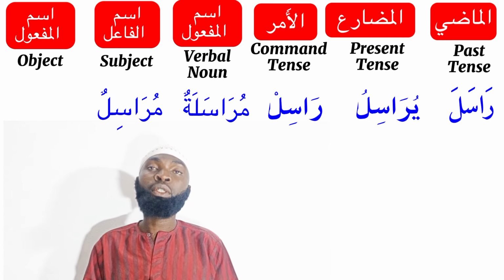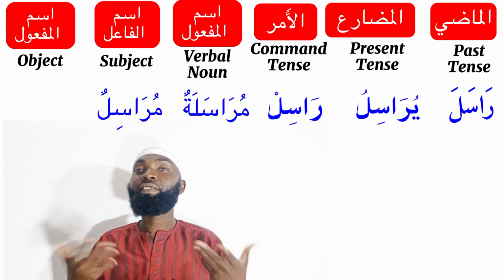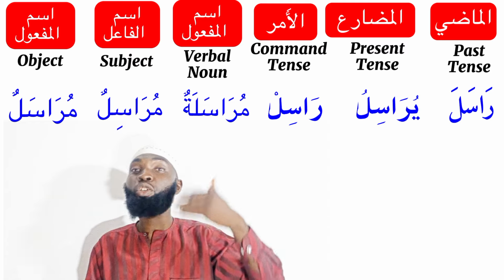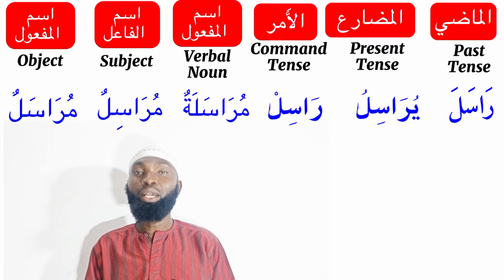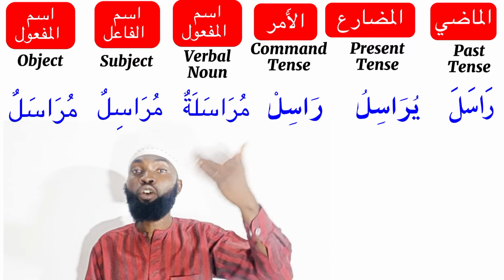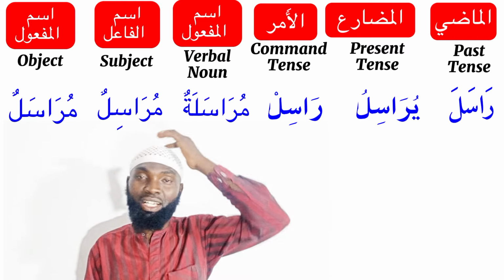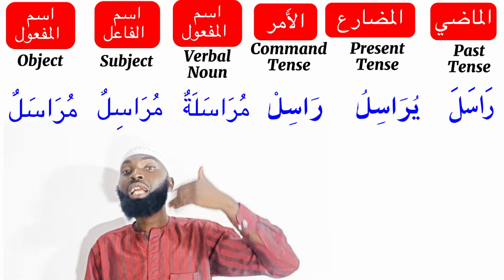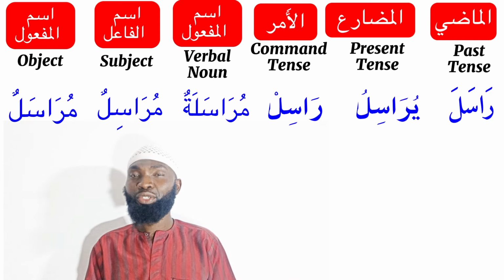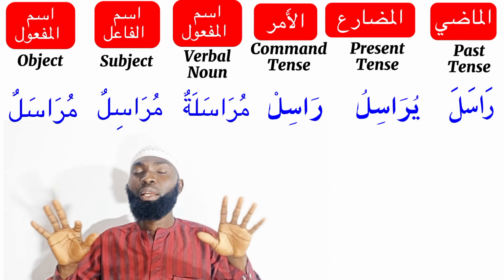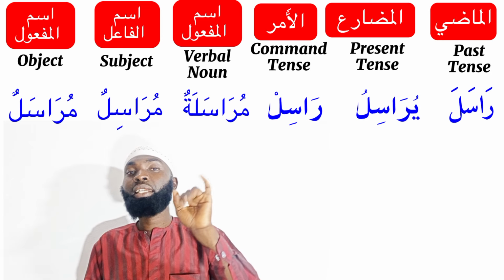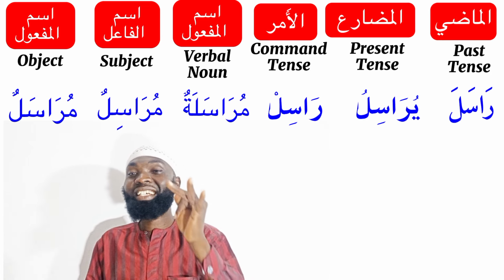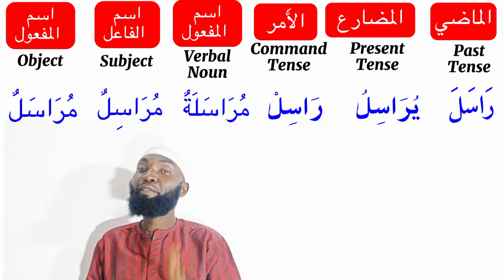Now the ismul maf'ul, which is the object, the receiver of the action, we simply see mujahadun. That is somebody who is being fought. You see, muqatalun, somebody who is being fought, the one who received the fighting. So muqatalun, mujahadun, muqabalun. So you can see that from any word which comes in this pattern, you now know how to form their present tense, the command tense, the masdar, the ismul fa'il, and ismul maf'ul.